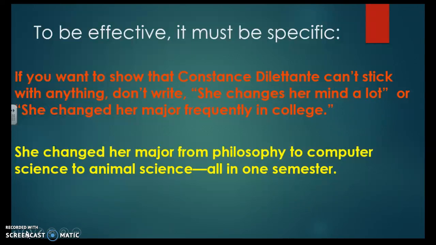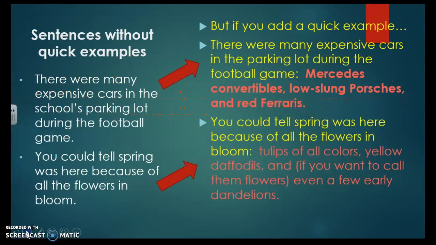So if you want to show that someone named Constance Dilettante can't stick with anything, don't write, she changes her mind a lot, or she changed her major frequently in college. Say something like, she changed her major from philosophy to computer science to animal science all in one semester. It's a very specific example of what you're talking about.